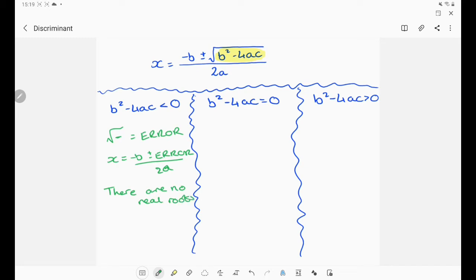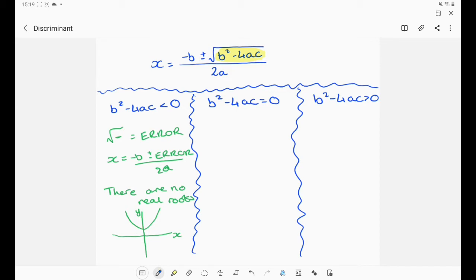What does that look like? Well, remember, your parabola is always the same shape. Your roots are where you cross the x-axis. So if you don't have any real roots, all this means is that at no point are you crossing that x-axis.